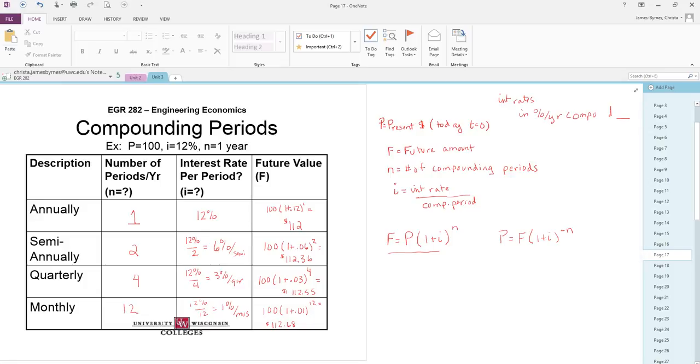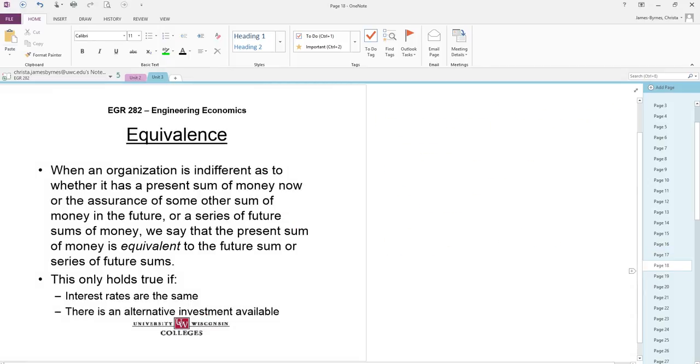We'll do some examples in a minute. So the next thing I want to talk about here is something called equivalence. Now, you've got to read this definition. It is when an organization is indifferent as to whether they get money now or the assurance that they're going to get money in the future. This only holds true for a certain interest rate.